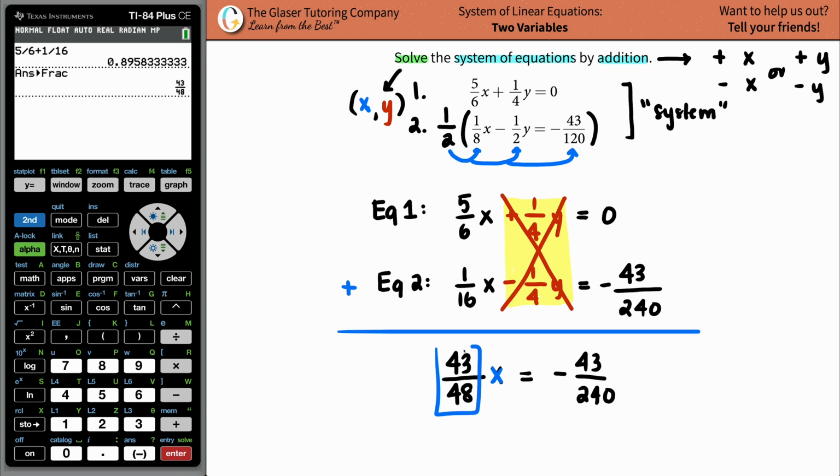It's being multiplied by 43 over 48, so I can just multiply by the reciprocal, which is 48 over 43. And I've got to do that on both sides. So I'm going to multiply by 48 on the top and 43 on the bottom. And this whole thing will cancel. You're just left with x equals. And now, beautifully, on this side, 43 cancels out with 43.